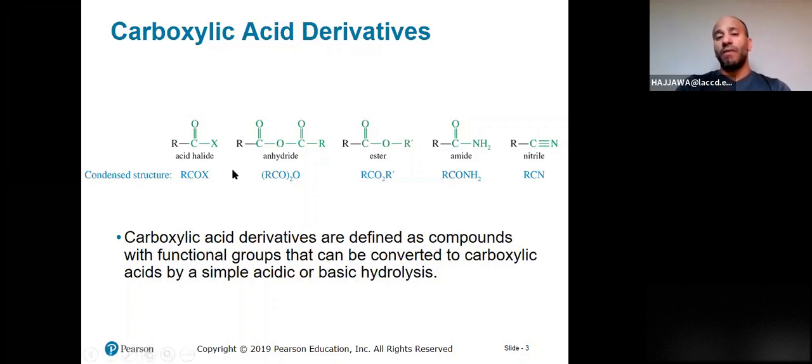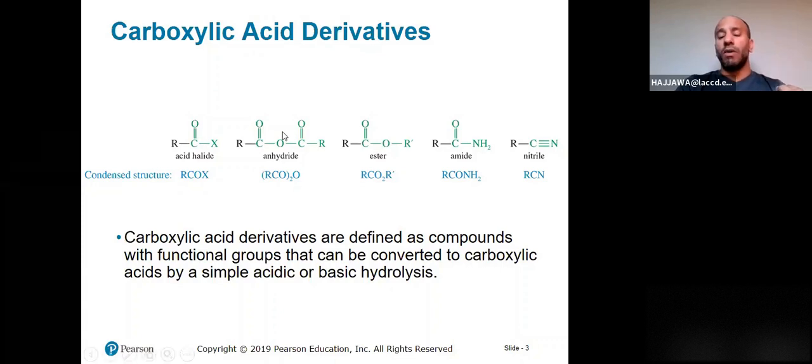So if I look at the very first group of acid derivatives, that's acid halide, I will find that there is a halide attached to the carbonyl that makes it the acid halide. So I could have a chloride that will give me the acid chloride, bromide, acid bromide, iodide, acid iodide. We will learn how to name these compounds.